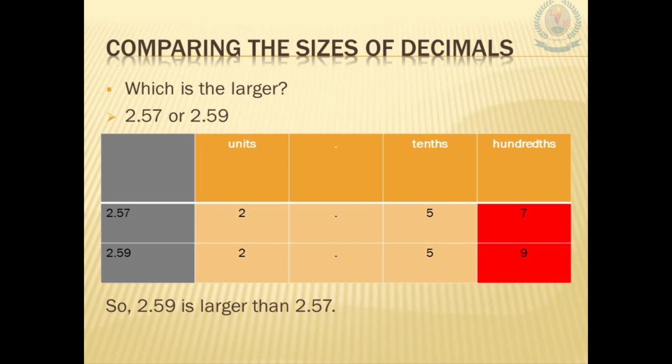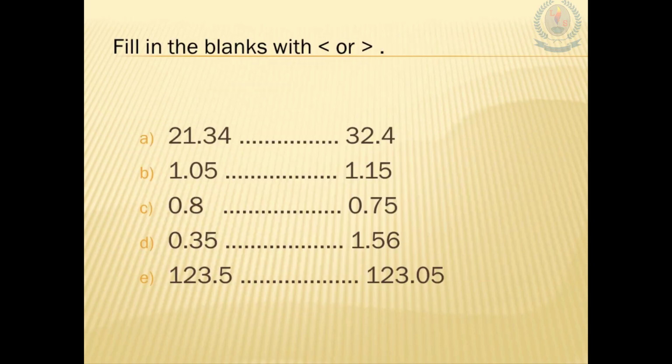Now finally, look at the number of hundredths. You can see 7 and 9. They are different. So you can select the greater number from those two numbers in the hundredths place. So you know 9 is the greater number, so you can write 2.59 is larger than 2.57. Fill in the blanks with greater or smaller mark. You have to compare these given decimals.